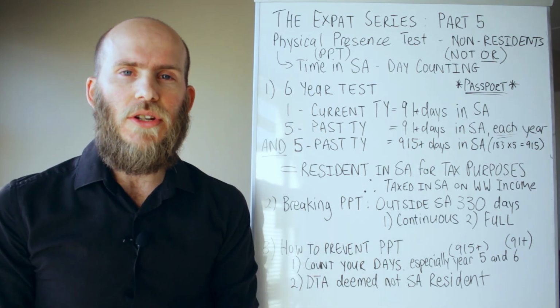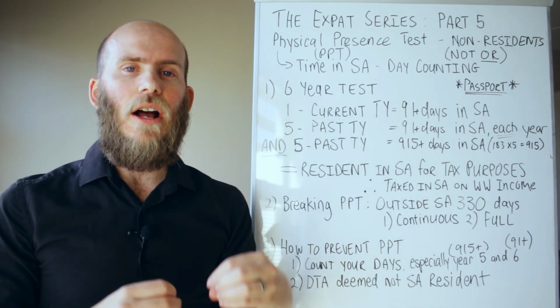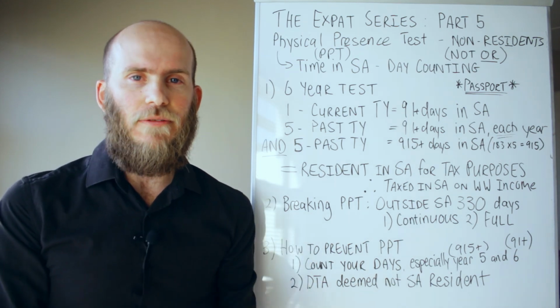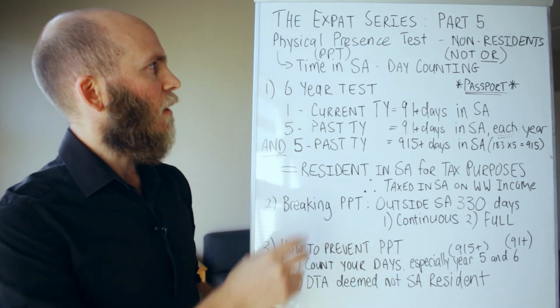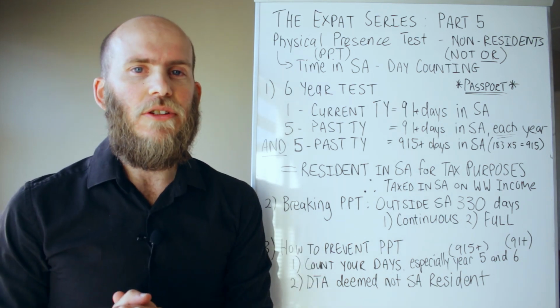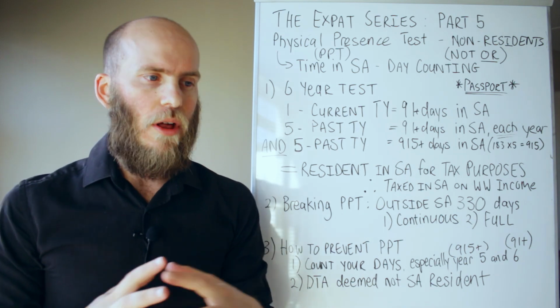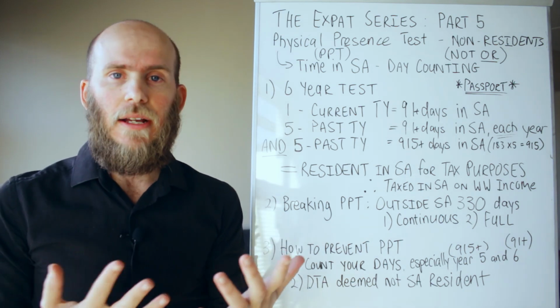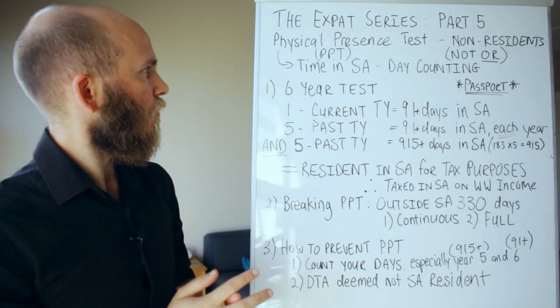So non-residents are normally taxed on the income that they are earning in South Africa, or that's from a South African source. But the physical presence test might determine that they need to become South African taxpayers, or rather that they must pay tax in South Africa on a worldwide income.